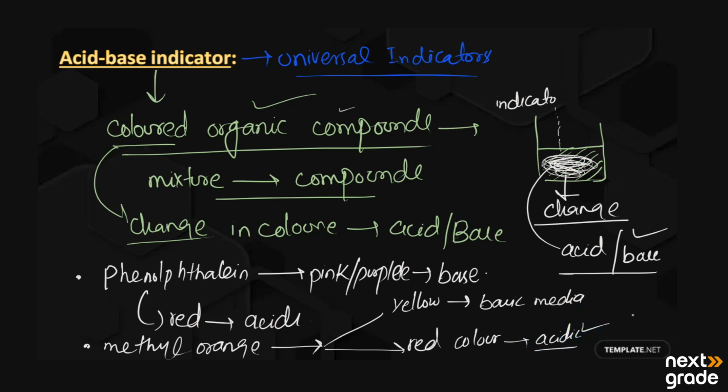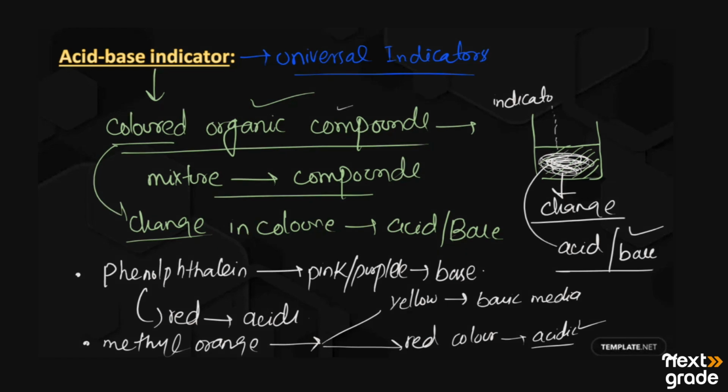So this is all about our today's lecture on how we can measure the pH. Basically we have three methods: pH paper, litmus paper, and the last one, which is more precise, the universal or acid base indicators.